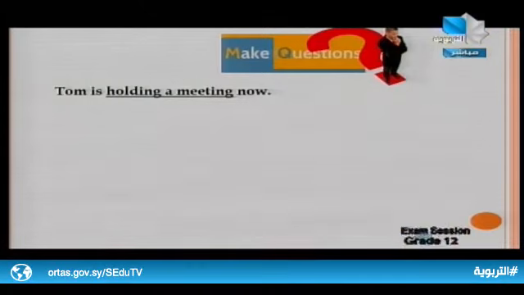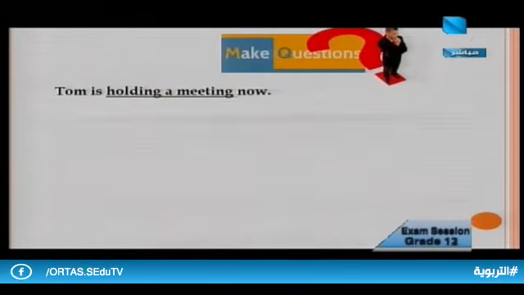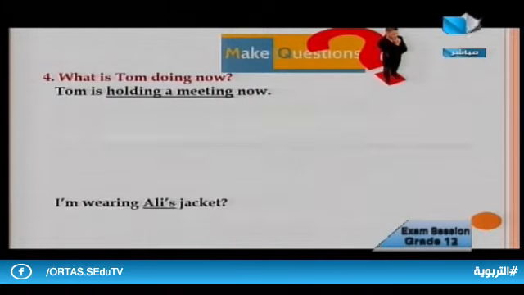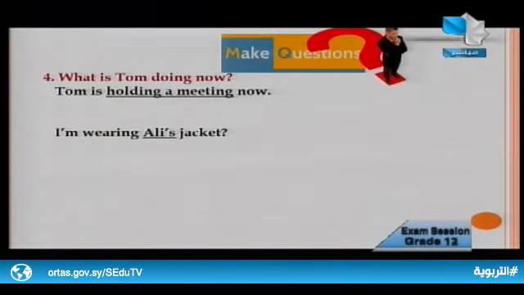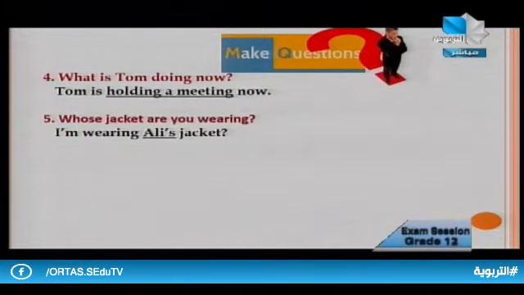Tom is holding a meeting now. Here we're asking about the action. What's Tom doing now? Exactly. I'm wearing Ali's jacket. So we are asking about possession. Whose jacket are you wearing? Possession, that's right.